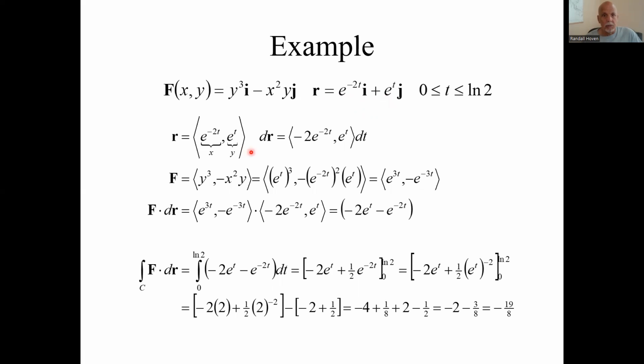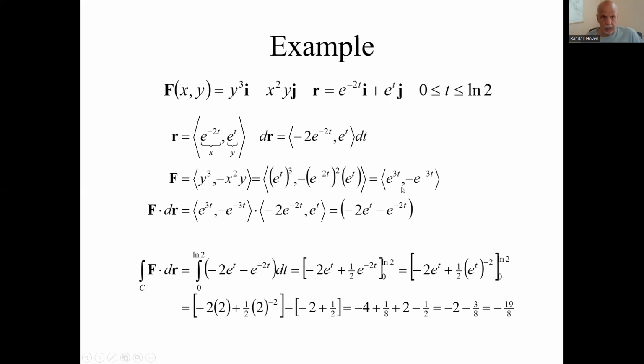There's what our r is, meaning dr, I just take those derivatives, minus 2e to the minus 2t. And then f, every place there's an x, I put in e to the minus 2t. Every place there's a y, I put in e to the t. Here's what f is when I make those substitutions and when I simplify.